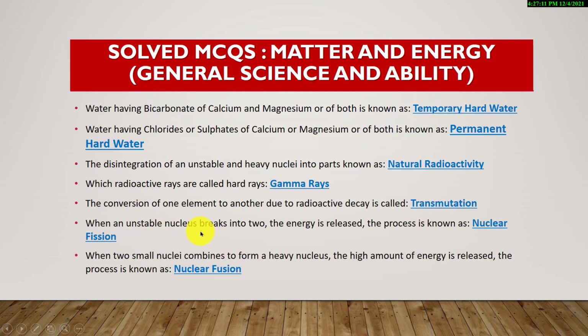When an unstable nucleus breaks into two, the energy is released. The process is known as nuclear fission. When two small nuclei combine to form a heavy nucleus, a high amount of energy is released. The process is known as nuclear fusion.